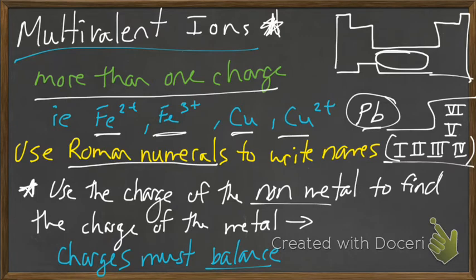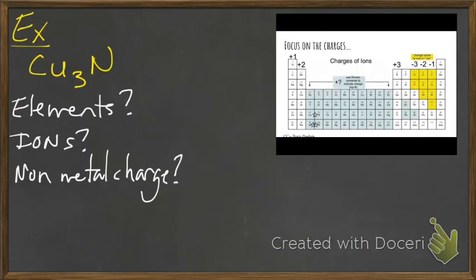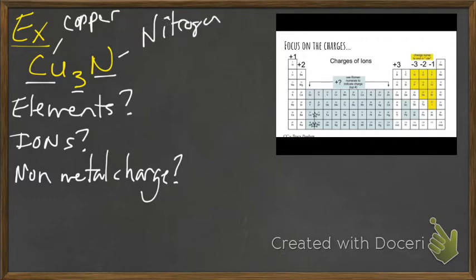We want to use the charge of the non-metal to find the charge of the metal. That's because these always have fixed ratios. Okay? The way we know that is the charges must balance. So we're going to do a couple of examples. First example, Cu3N. Okay, I know Cu is copper. I know N is nitrogen. So my first step is to find the elements, and I've got them there.